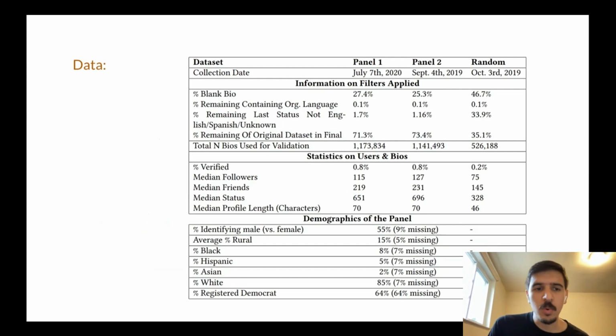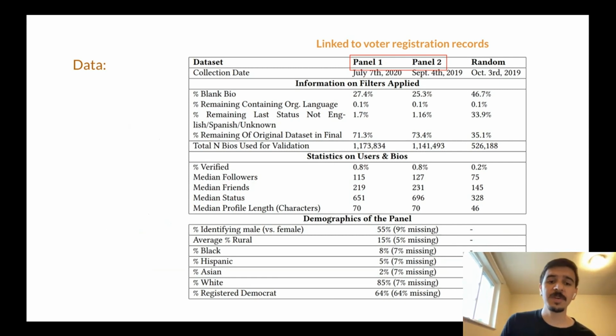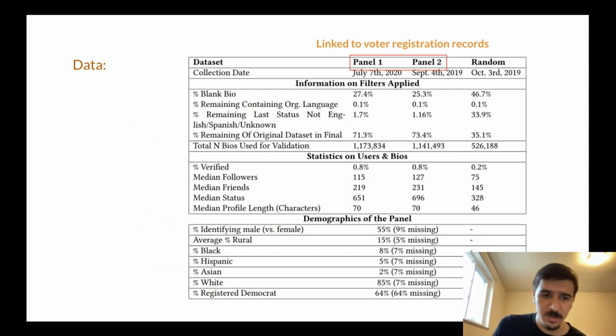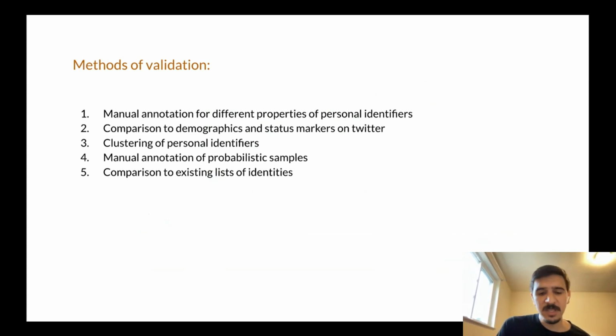To validate our work, we use this dataset. A portion of our dataset is linked to voter registration records, which means that for users in that dataset, we have their demographic information. For example, we know their race, their gender, the average of the rural area that they're living in, and some other demographic information. We propose five methods of validation, and we will go over some of them now.